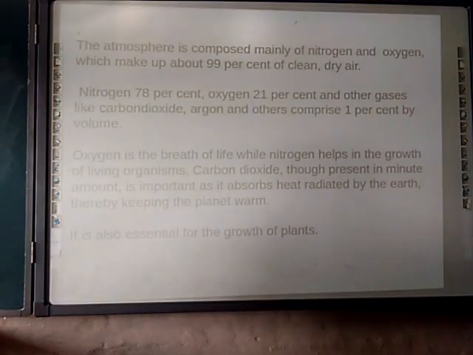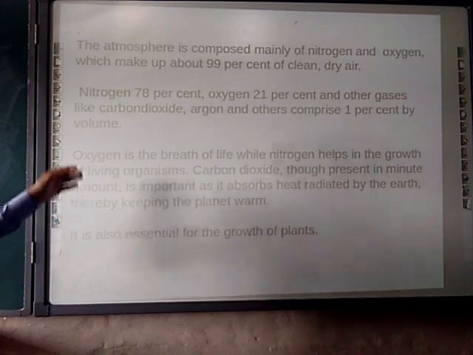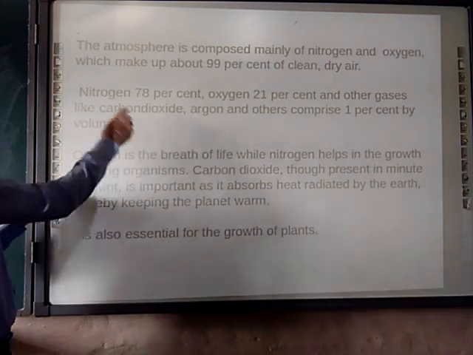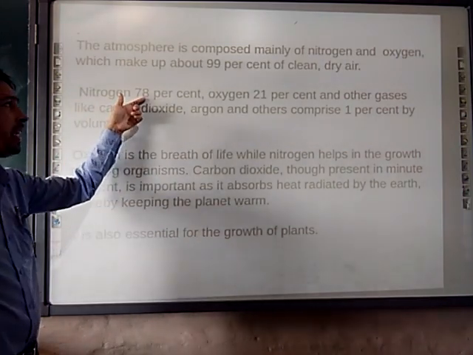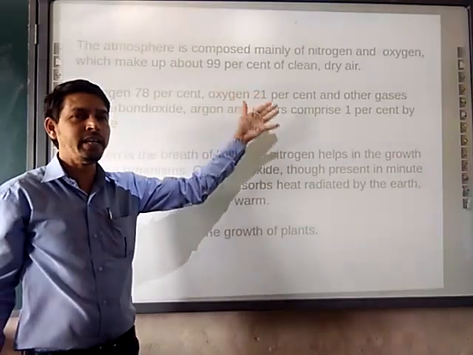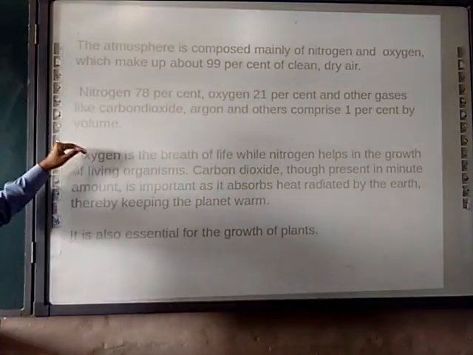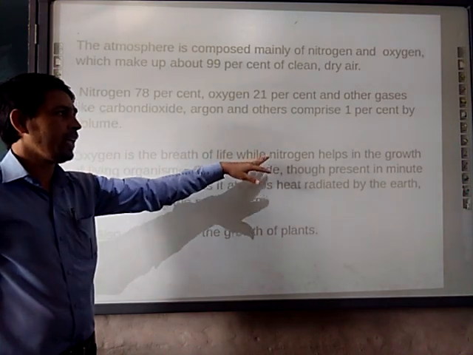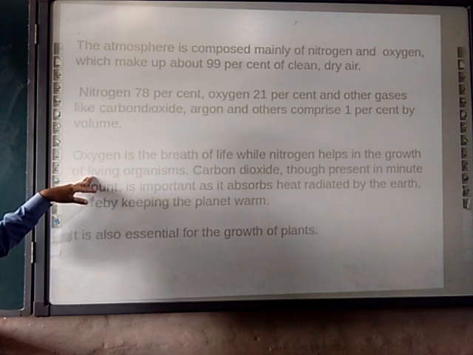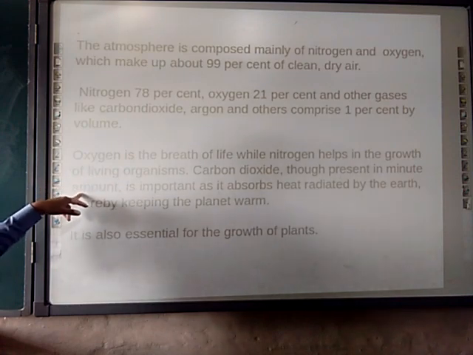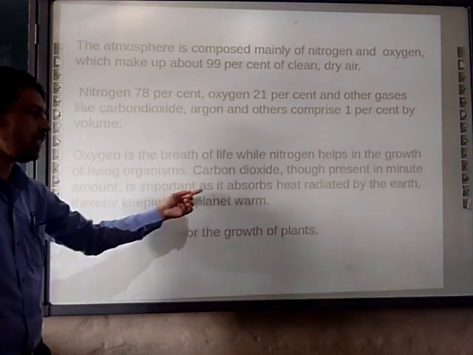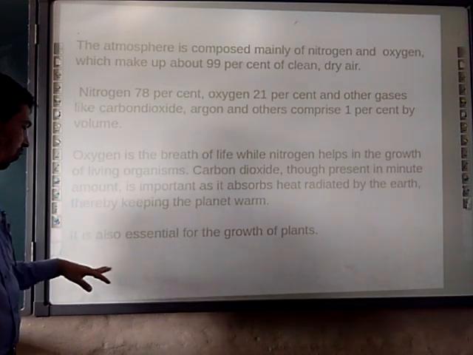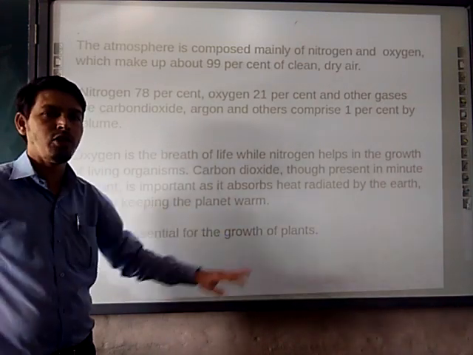Next, the atmosphere is composed mainly of nitrogen and oxygen, which make up 99% of clean and dry air. In that, nitrogen is the highest percentage, 78%, and oxygen is 21%, and the remaining 1% is other gases. Oxygen is the breath of life, while nitrogen helps in the growth of living organisms. Carbon dioxide, though present in a minute amount, is important as it absorbs the heat radiated by the earth, thereby keeping the planet warm. It is also essential for the growth of plants.